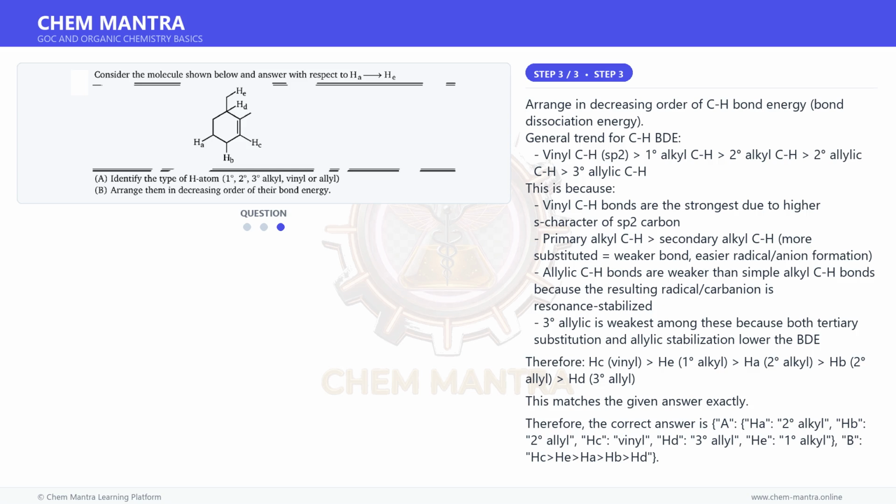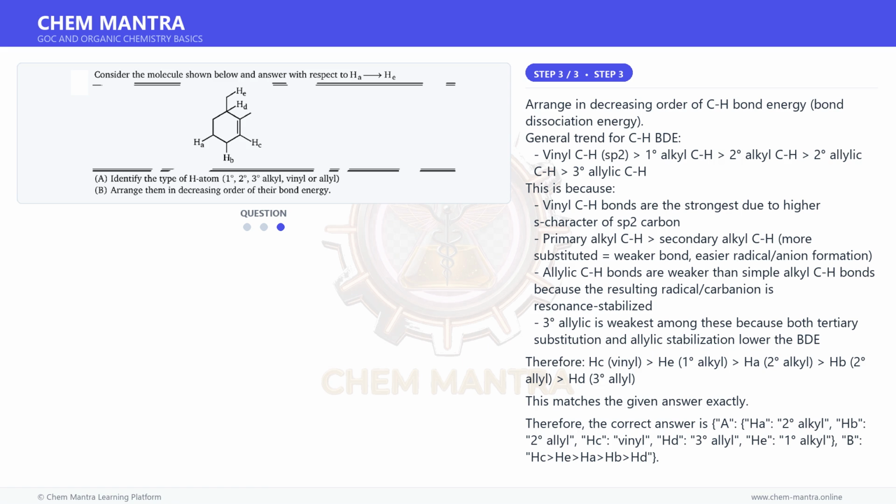And for the final step, arrange in decreasing order of C-H bond dissociation energy. General trend for C-H BDE: vinyl C-H, sp2, greater than 1 degree alkyl C-H, greater than 2 degree alkyl C-H, greater than 2 degree allylic C-H, greater than 3 degree allylic C-H. This is because vinyl C-H bonds are the strongest due to higher s character of the sp2 carbon. Primary alkyl C-H to secondary alkyl C-H, more substituted means a weaker bond, easier radical formation.